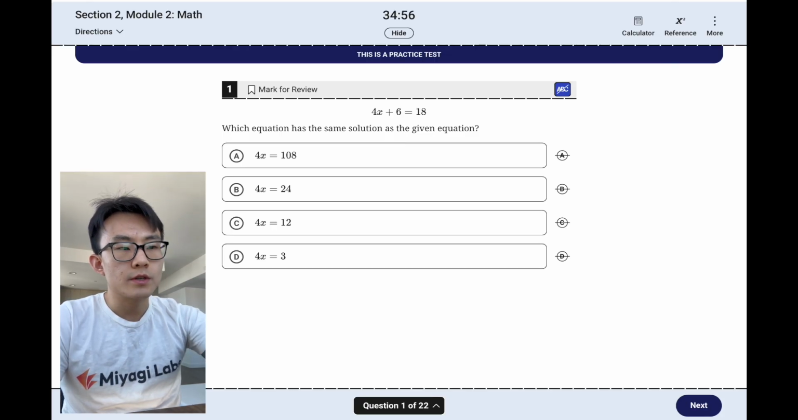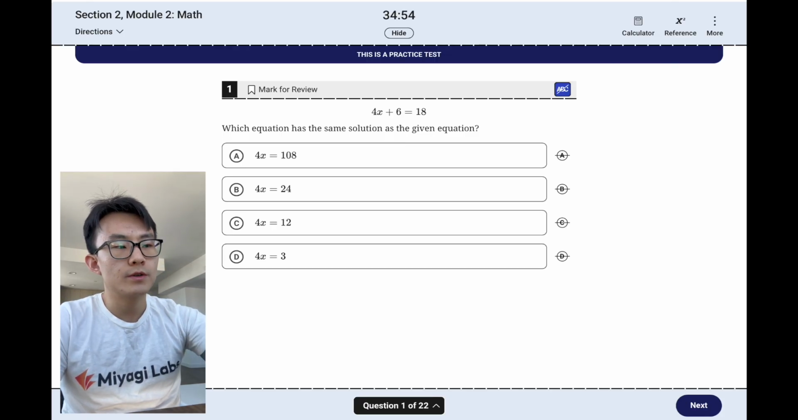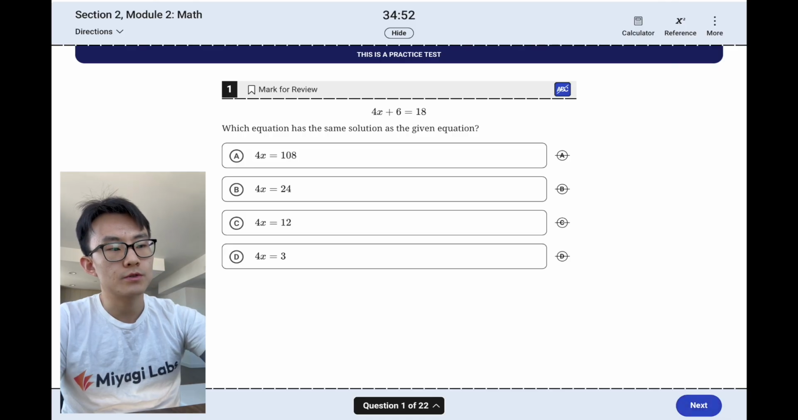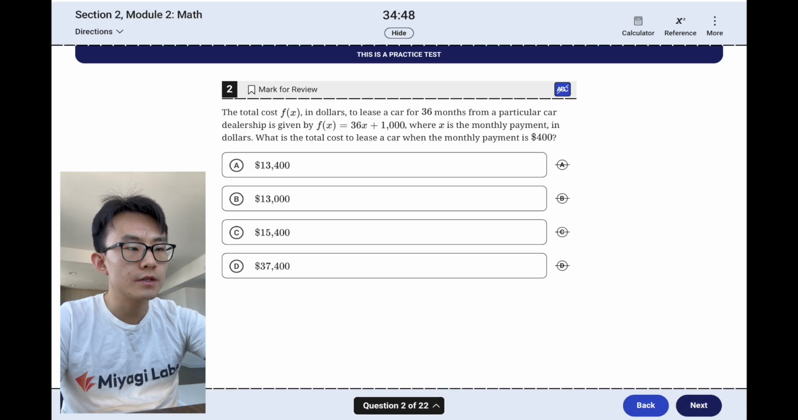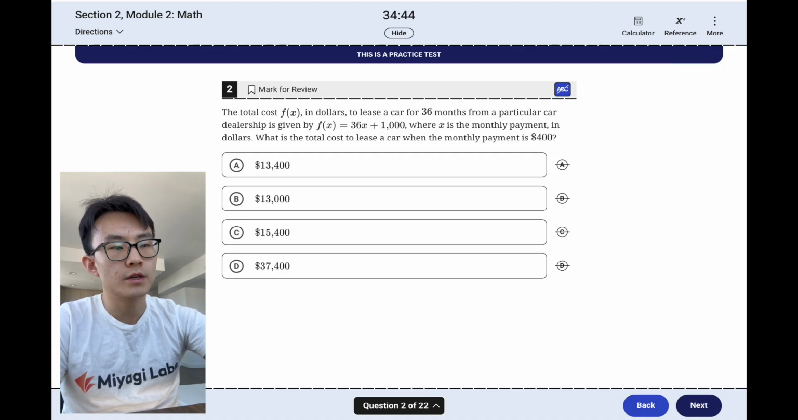Which equation has the same solution? 4x equals 12, so x equals 3. The total cost is this. What's the cost when the monthly payment is 400? So we plug in 400: 400 times 36 plus 1,000. That is 14,400, so 15,400.